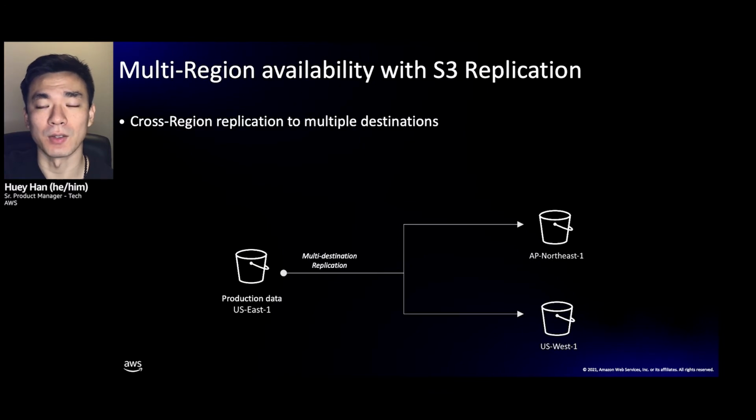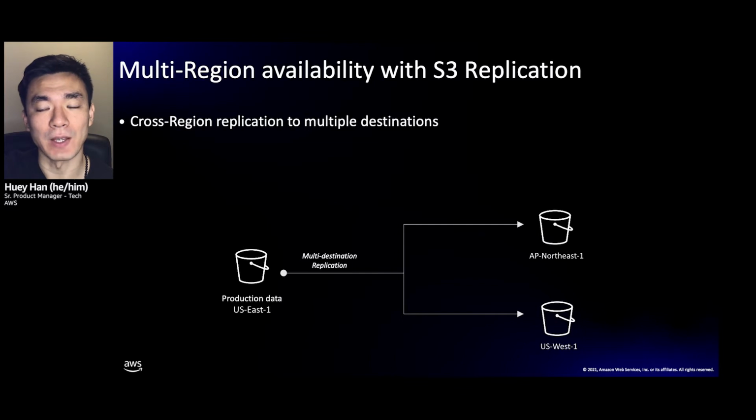So let's look at another example. We have a media streaming customer that wants to use S3 replication to build multi-region availability for their users. They want users in Asia Pacific to be able to access a bucket close to them, so that these users don't have to access the bucket in US East. And by doing so, this customer can reduce latency for their users in Asia. And to achieve that, they set up cross-region replication with the destination bucket in AP Northeast 1.